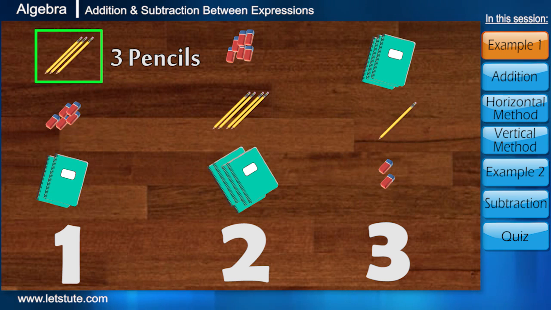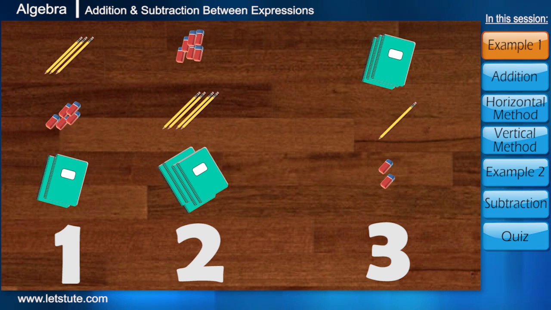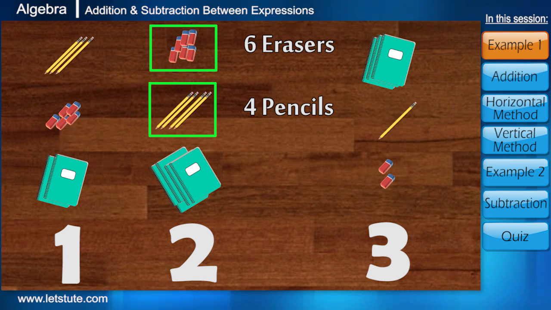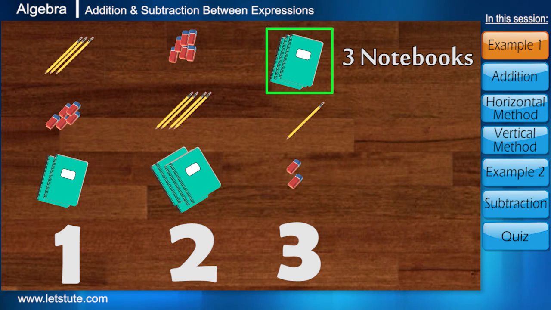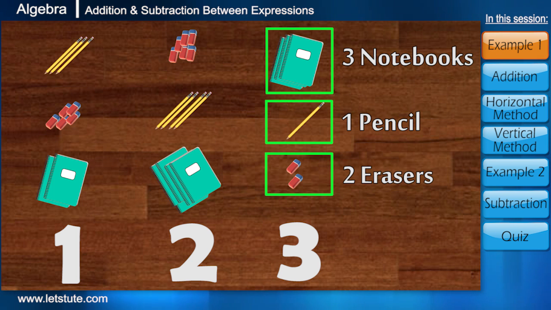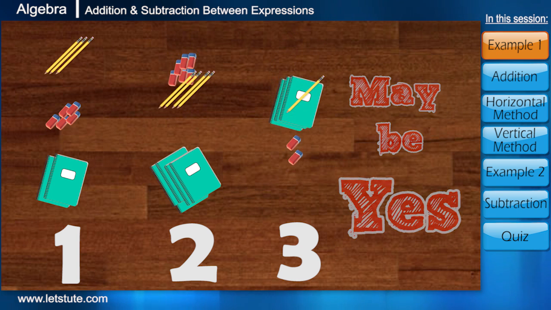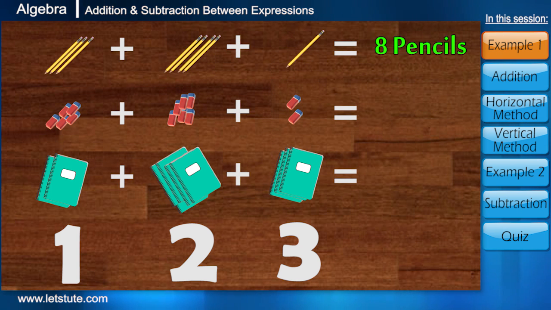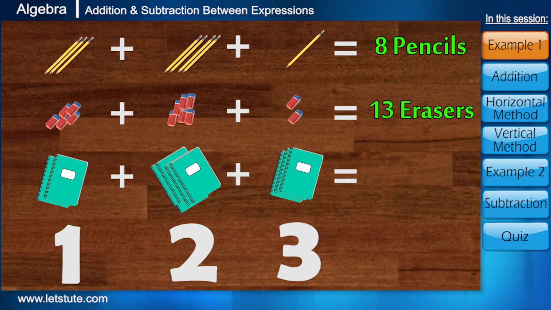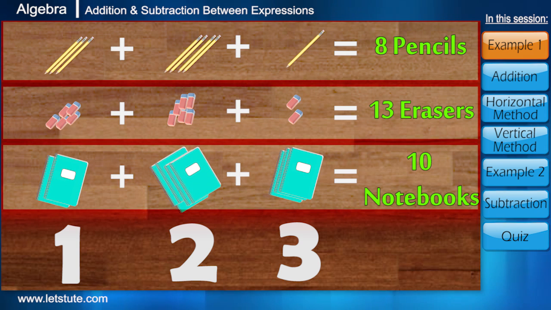Would you say that there are 3 pencils, 5 erasers and 2 notebooks in the first box, 6 erasers, 4 pencils and 5 notebooks in the second, 3 notebooks, 1 pencil, 2 erasers in the third box? Maybe yes, but don't you think if you add the same kind of stationeries together, then in short you can say there are 8 pencils, 13 erasers and 10 notebooks. So what did we actually do here? We have combined and added the same kind of stationeries together.